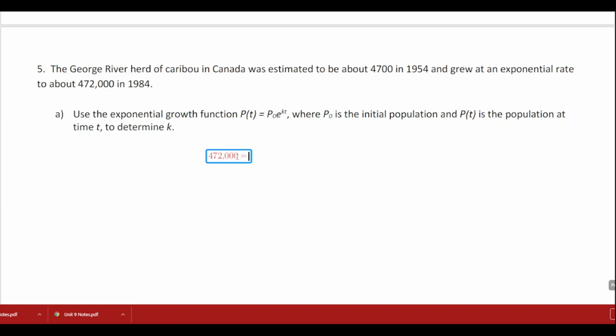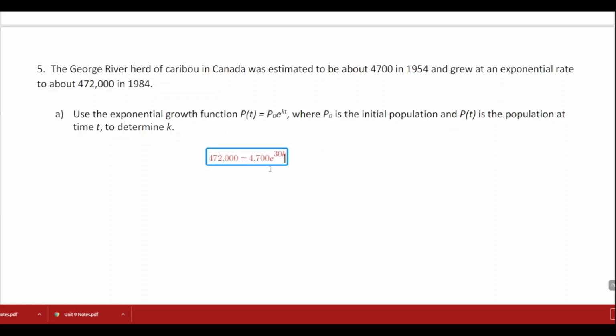Equals the initial population, which was 4,700. Oh wow, that's like growing like crazy then. Times Euler's number to the power of k times t. Now here from 1954 to 1984, that is 30 years. So we're going to multiply this by 30.